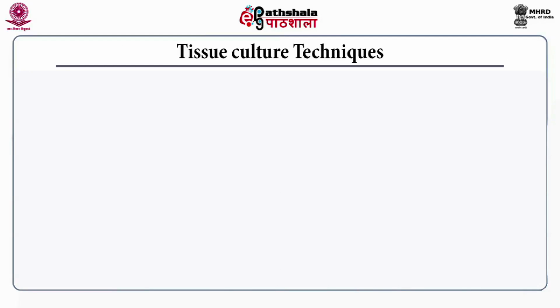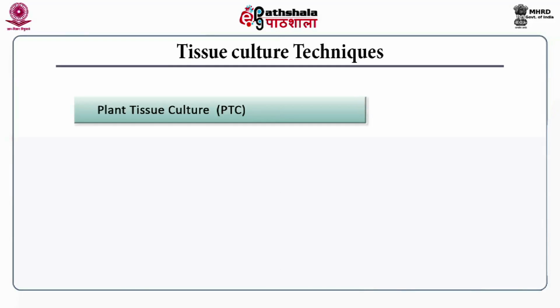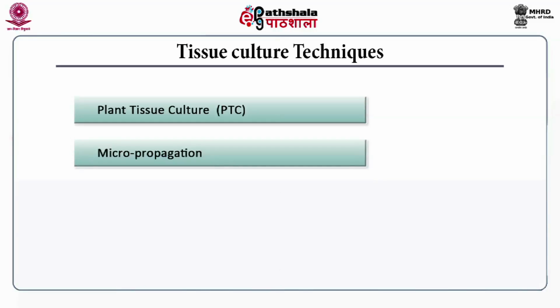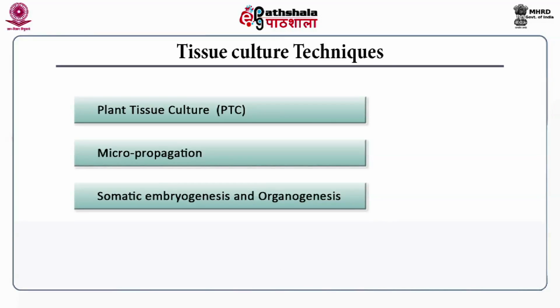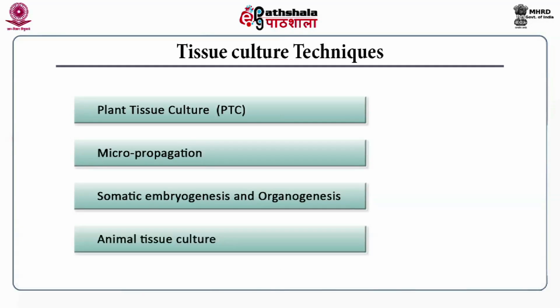Now, let me discuss different tissue culture techniques that can be employed for biodiversity conservation. Different tissue culture techniques that can be employed for this purpose include plant tissue culture (PTC), micropropagation, somatic embryogenesis and organogenesis, and animal tissue culture. So, we will be learning about these techniques in brief. The details of these techniques you will be learning in your paper of environmental biotechnology.